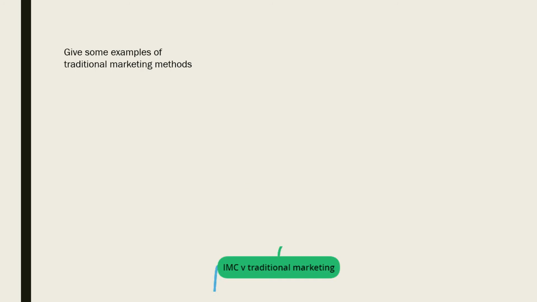So give some examples of traditional marketing methods. You can do what you want, and I'm not here to prescribe. These are just some examples that were the first things that came to my mind when I was doing this slide deck yesterday. You've got junk mail, you've got billboards, you've got TV ads, you could have newspaper ads, you could have direct mail that's not junk mail. These are all traditional marketing methods.